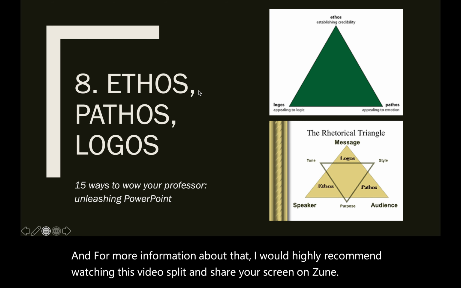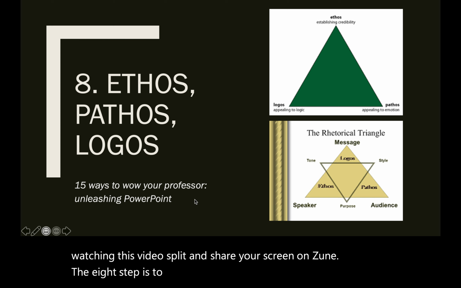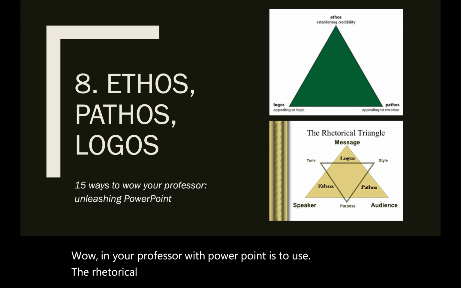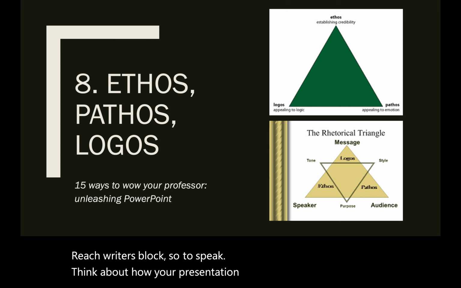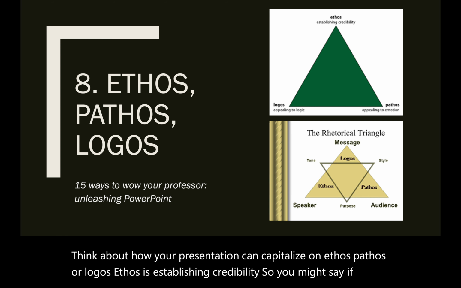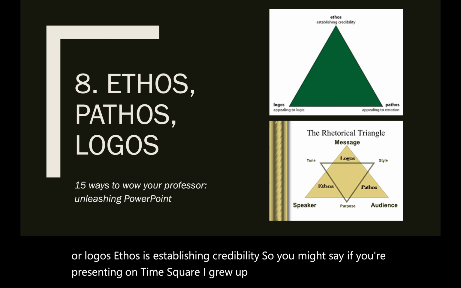The 8th step in wowing your professor with PowerPoint is to use the rhetorical triangle. Anytime you reach writer's block, so to speak, think about how your presentation can capitalize on ethos, pathos, or logos. Ethos is establishing credibility. So you might say, if you're presenting on Times Square, I grew up in New York City and I experienced this and this and this.